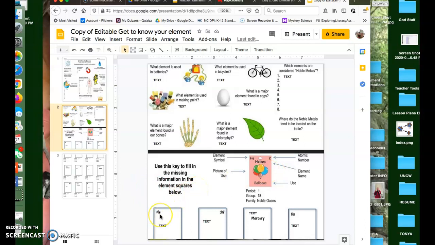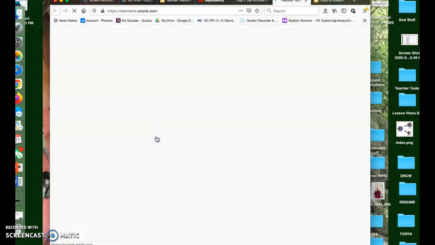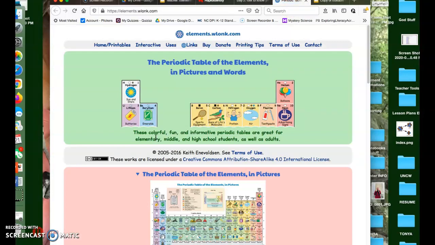So NE right here, you'll learn, stands for neon. So I would type in neon. I would say the atomic number right here, which is 10. If you had a periodic table, you know it. Element name is neon, so I would type that. And then the use you would find on the website. You do not need to put a picture in. I think that would be too much. But you're going to use this website to help you fill in the information.